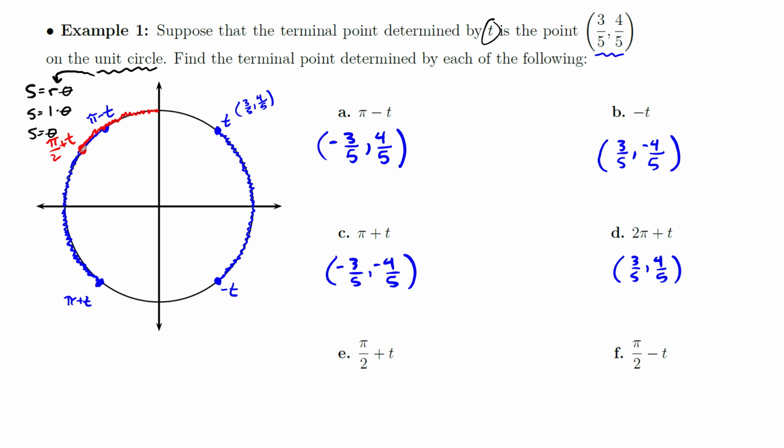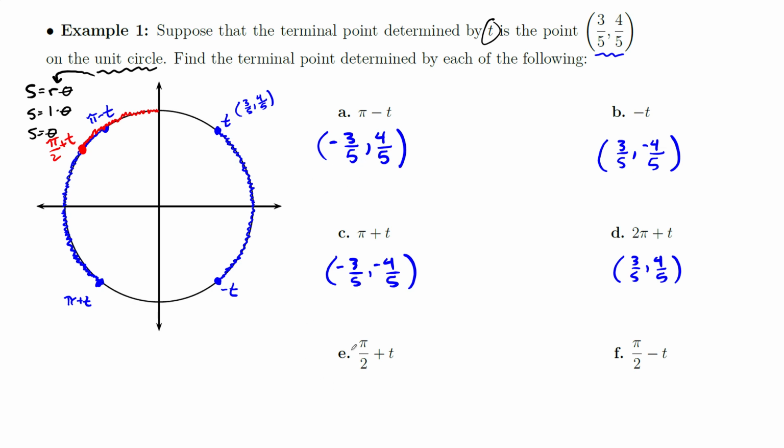It certainly seems like the x's and the y's have switched and also maybe switched signs. Okay, and maybe what's most helpful is to look at this one here. When I go pi over 2 plus t, it certainly seems like now the x is negative 4/5, right? And the y is positive 3/5. Okay, so it seems like the x and y have kind of switched roles.